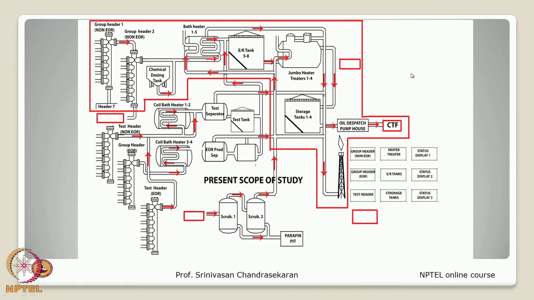Whereas the oil is going to the jumbo heater treater, where again it is chemically treated, and the crude oil is going to the storage tanks 1 to 4, where the dispatch pumps will take it to CTF. From there it is dispatched for commercial purposes. So, this small segment marked in red line is the present scope of the study, for which today we are going to write the Hazop report.